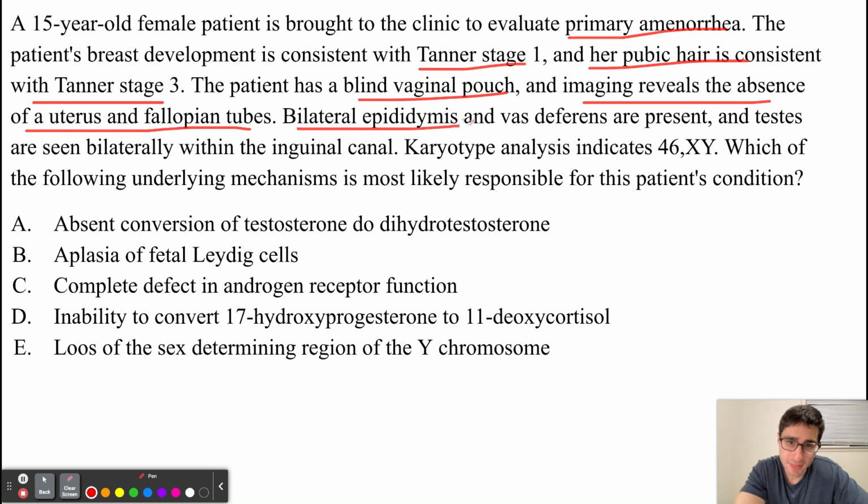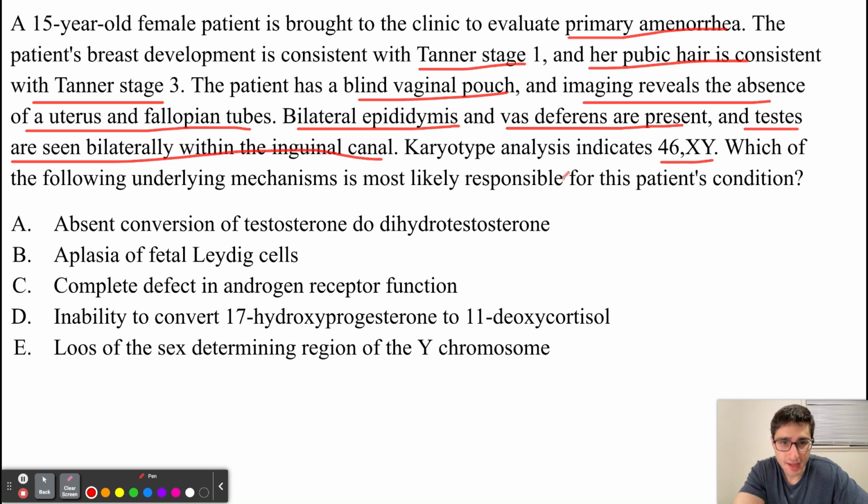Bilateral epididymis and vas deferens are present, and testes are seen bilaterally within the inguinal canal. Karyotype analysis indicates 46XY. Which of the following underlying mechanisms is most likely responsible for this patient's condition?